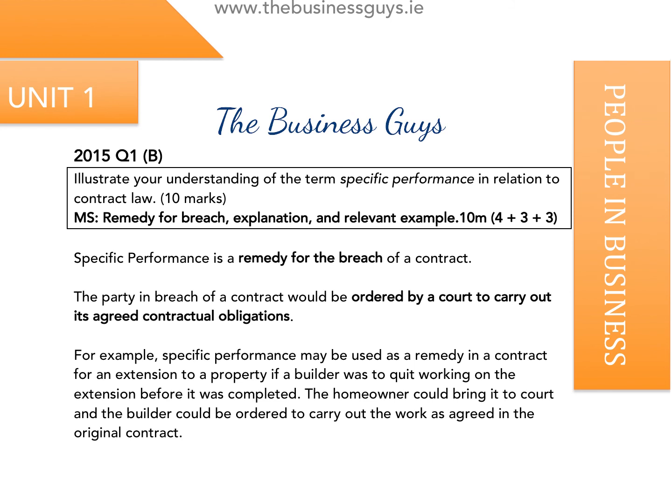And the last question in this pack that's on thebusinessguys.ie is 2015, illustrate your understanding of the term specific performance in relation to contract law. So it is a remedy for breach, is what you need to say, and then it is ordered when a member of a contract who's in breach is ordered by a court to carry it out. And then, for example, if a builder was to quit working on an extension to a property, they could be sued and taken to court, and the court could order them to actually go back and finish the job.